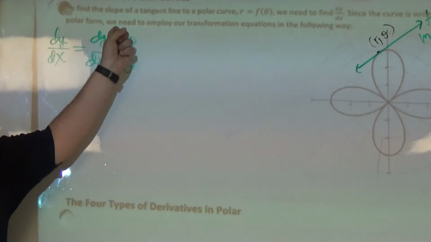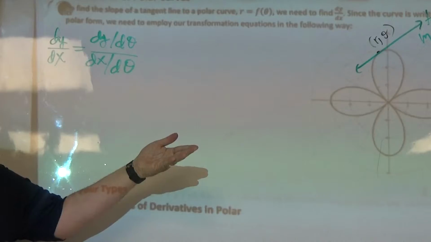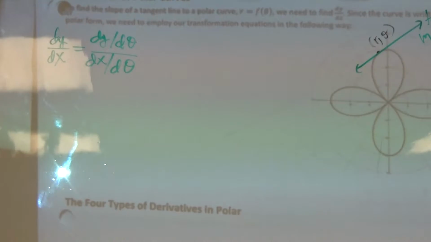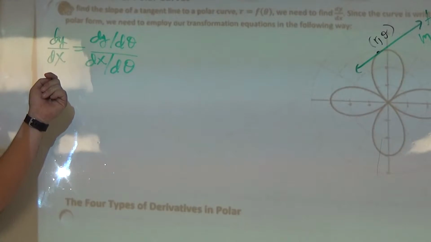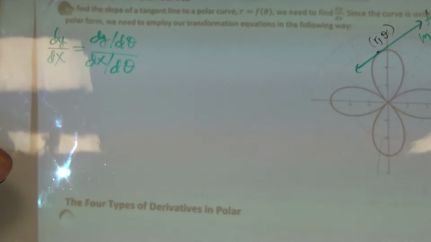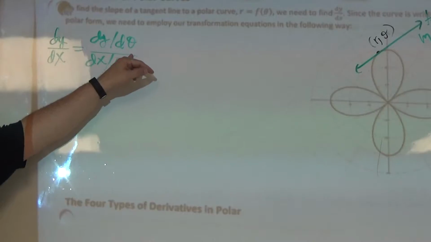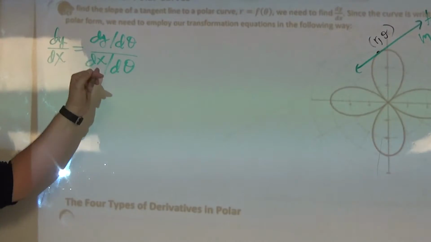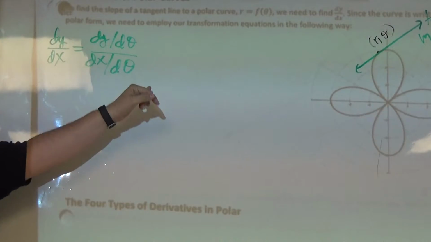This ought to look familiar. This is exactly what we did in the world of parametric mode, right? In parametrics, if I said find the slope of the tangent line, you guys would all tell me the slope of a tangent line in parametric mode. We've been there. It's dy over dt over dx over dt, because in parametric mode, y depends on t and x depends on t.